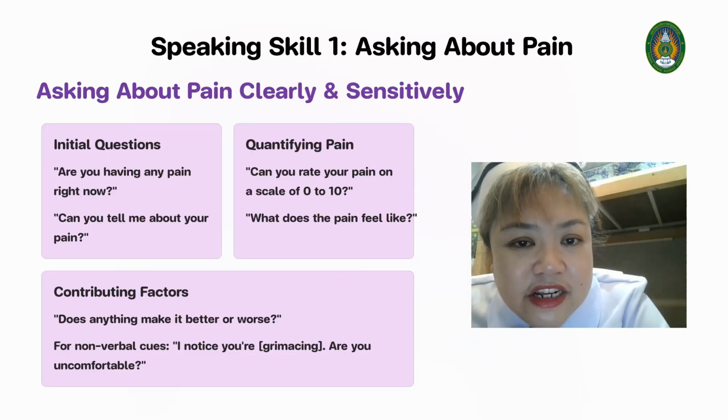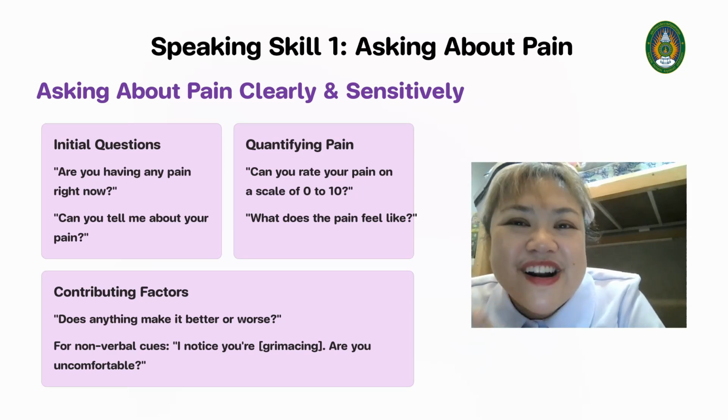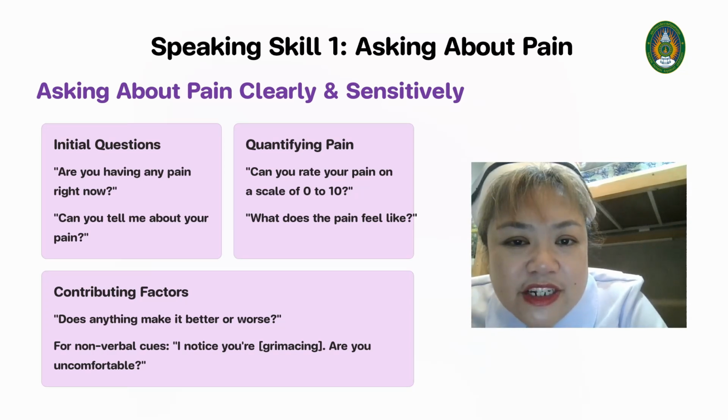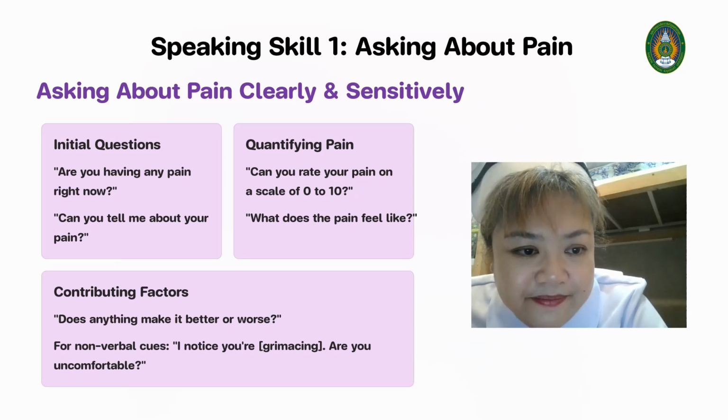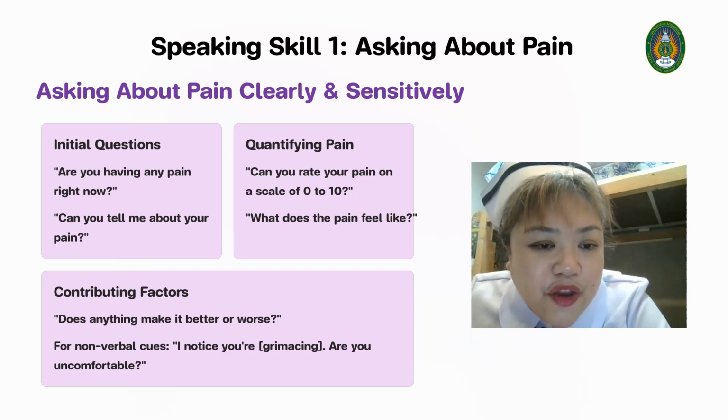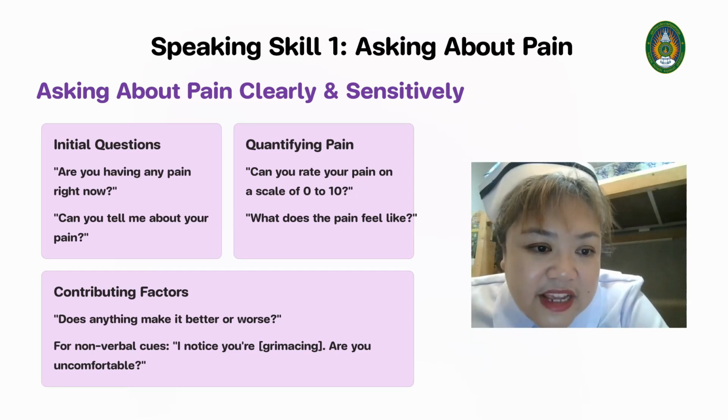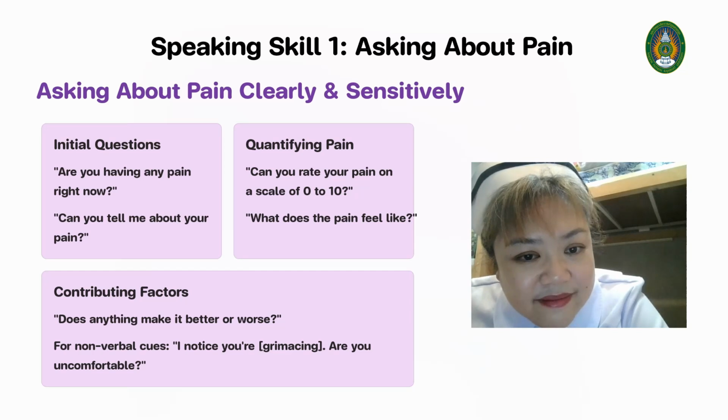Here are key English phrases for asking about pain. Start with a direct question, then use PQRST. Be ready to adapt your question, especially for non-verbal patients or different cultural backgrounds. Speak clearly and show empathy. Like for the first one, the initial question: Are you having any pain right now? Can you tell me more about your pain?